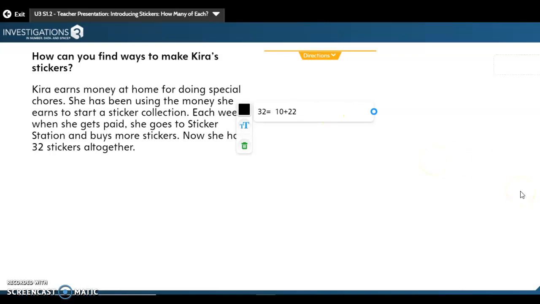So now suppose that after another week, Kira now has 46 stickers altogether. So your challenge is to find all the possible ways to make 46 with stickers. Remember, how many strips of 10 could she have and how many single stickers could she have? Good luck, second graders.